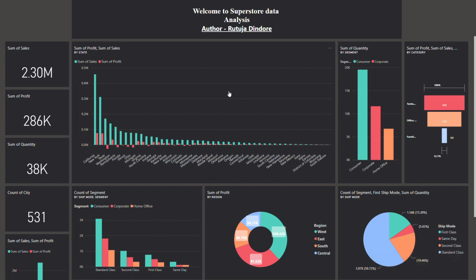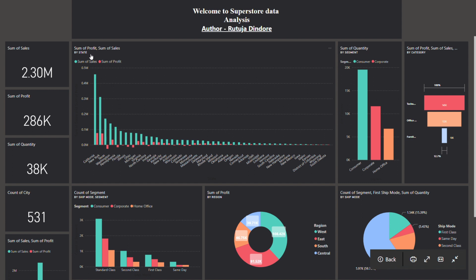So let's start by understanding some basic components of the dataset. Over here the sum of sales is 2.30 million, the sum of profit is 286,000, the sum of quantity sold as of now is 38,000, and the distinct count of city is 531. So let's start with the first graph.